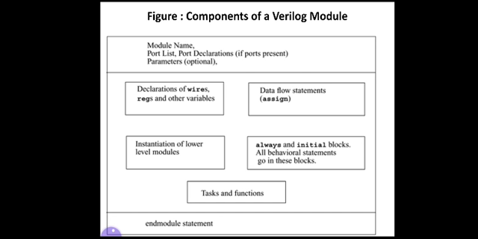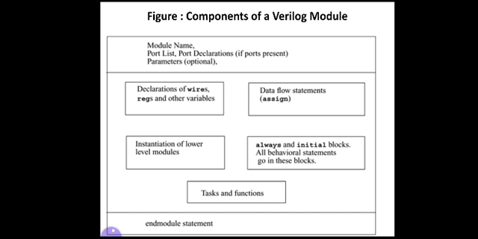You can use either one modeling concept, two modeling concepts, or all three mixed modeling concepts in any order. It is not mandatory that data flow modeling has to be at the first, behavioral modeling or structural modeling. So any order you can write. Tasks and functions, if necessary, you can include those also in your module internals. Then at the end, the end module statement is compulsory.